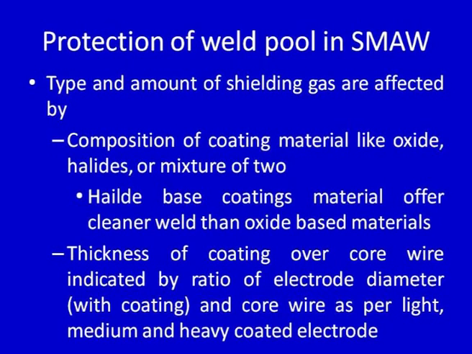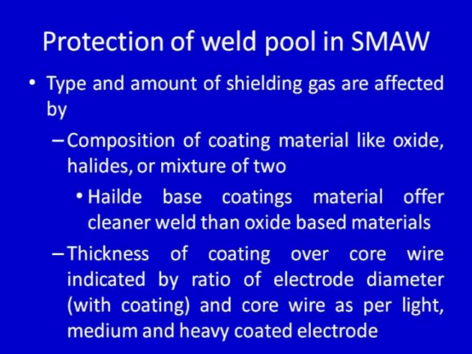and the thickness of the coating over the core wire also affects the kind of protection which will be provided to the weld pool in SMAW. The thicker the coating material around the core wire, the greater will be the amount of shielding gases generated, and so better will be the protection to the weld pool, and this is indicated by the ratio of the electrode diameter with the coating to that of the core wire. Accordingly, we classify the different electrodes based on the thickness of the coating around the core wire as light coated, medium coated and heavy coated.